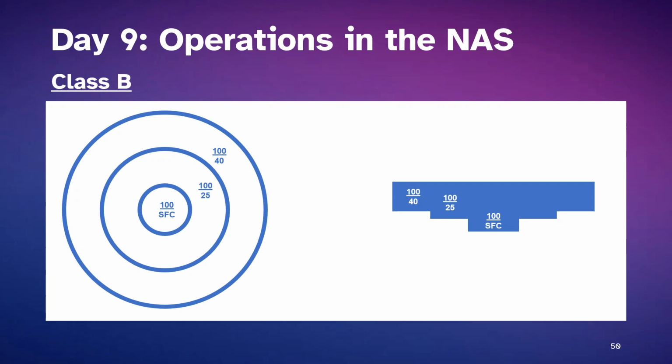So Class Bravo is marked this way. In general, it's going to be shaped like an upside down wedding cake. So that little area in the center where it says SFC right here, that's a cone that goes all the way to the ground. There we go, laser pointer. That goes all the way to the ground.